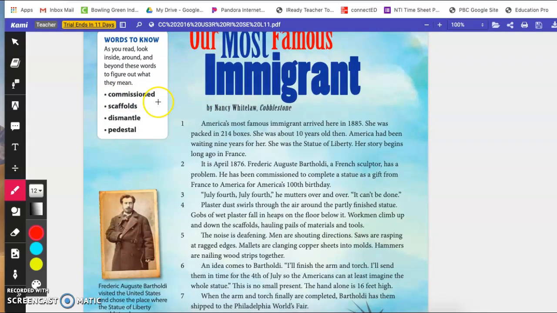Words that it wants you to look for while you're reading would be commissioned, scaffolds, dismantle, and pedestal. Notice when I read these words, I can chunk them into parts. Yes, they're very, very big words, but if I figure out the smaller parts of the word, I can read the whole word.